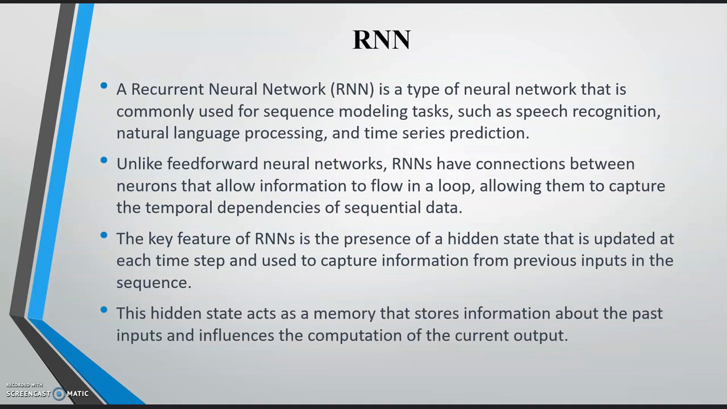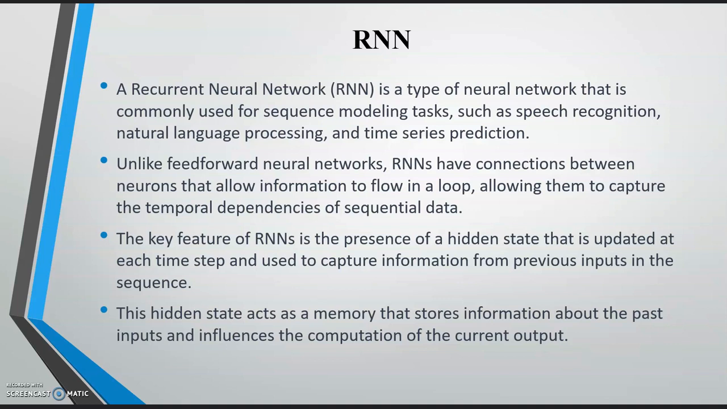Next comes RNN. So what is RNN? RNN is a recurrent neural network, which is also a type of neural network that is commonly used for sequence modeling tasks such as speech recognition, natural language processing, and time series prediction. Unlike feed-forward neural networks, RNNs have connections between neurons that allow information to flow in a loop, allowing them to capture the temporal dependencies of sequential data.